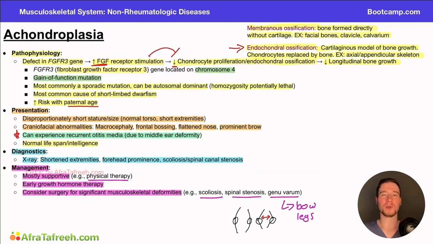When we talk about management here, it really is a supportive thing, right? These patients, again, they have a normal life expectancy, they have a normal intelligence. The defect is purely in their bone formation. So it's going to be about supportive therapies. Some places are considering hormone growth therapy, although again, this is very controversial. And if patients have very severe conditions, we can consider some musculoskeletal surgeries as well.